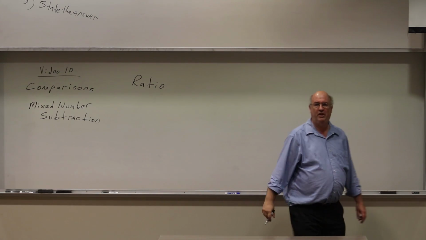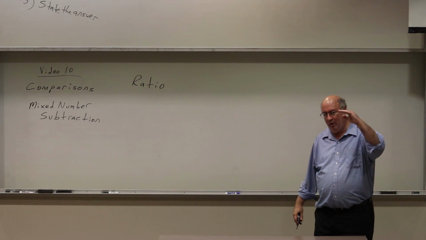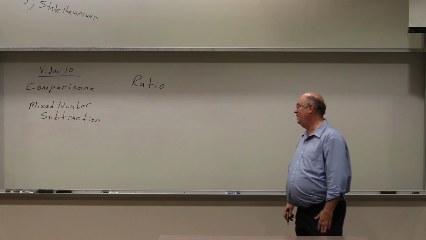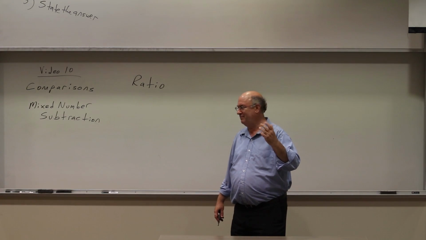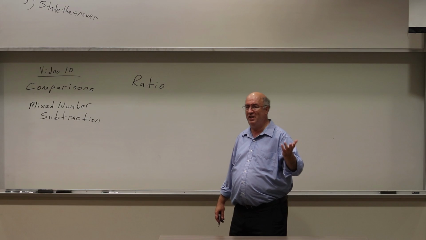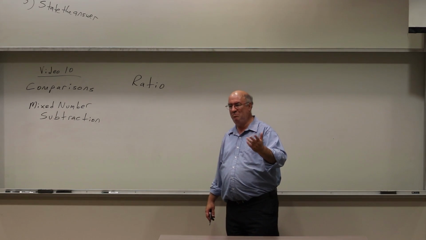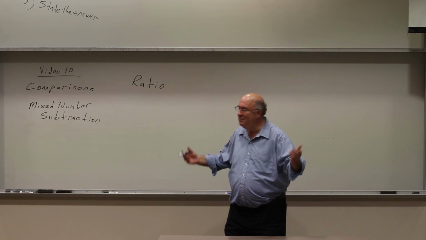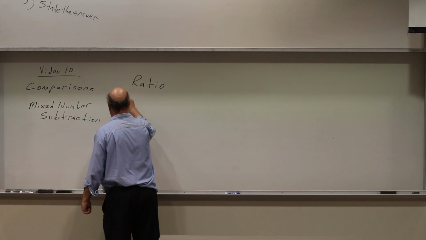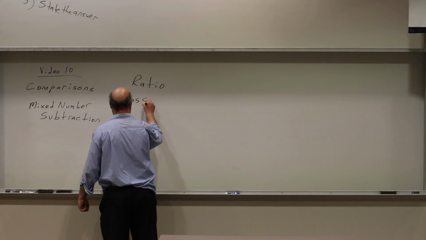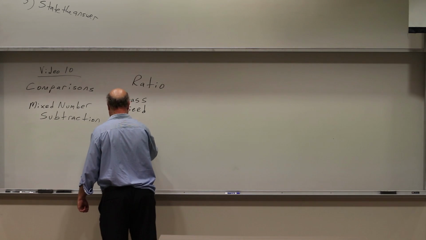We have something called a ratio. It compares one thing to another thing. How much grass seed you need, pounds of grass seed, to how many square feet of lawn? We can do that, right? Let's say this is grass seed. This is square feet.